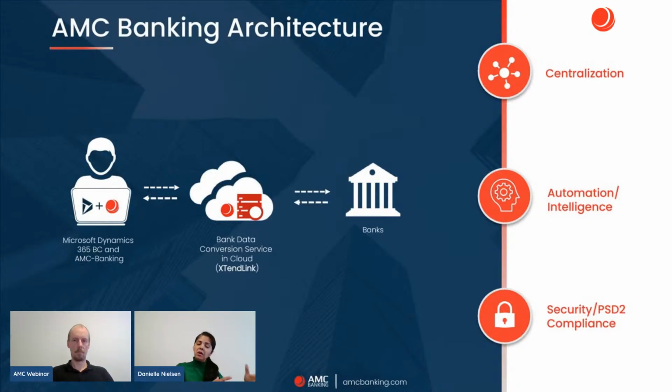We have your ERP system, Business Central, that you will be using with our app. You have the bank that you use to send payments to and import files from. And between these two, we have our conversion center that we call Extendlink. So this is how all our products work.